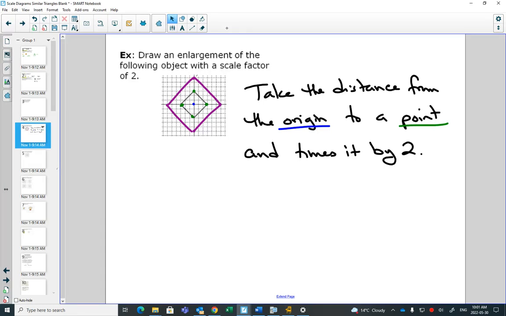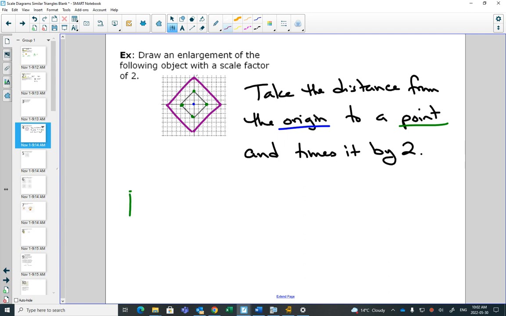And what this does is it creates all the dimensions to be double. Can you see that between 2 green dots, it's like 1, 2, 3 diagonal lines? And now when I look between 2 purple dots, 1, 2, 3, 4, 5, 6 diagonal lines. It's perfectly doubled. Do you know what is not perfectly doubled? The area. The area, just because you double the dimensions, doesn't mean you double the area.